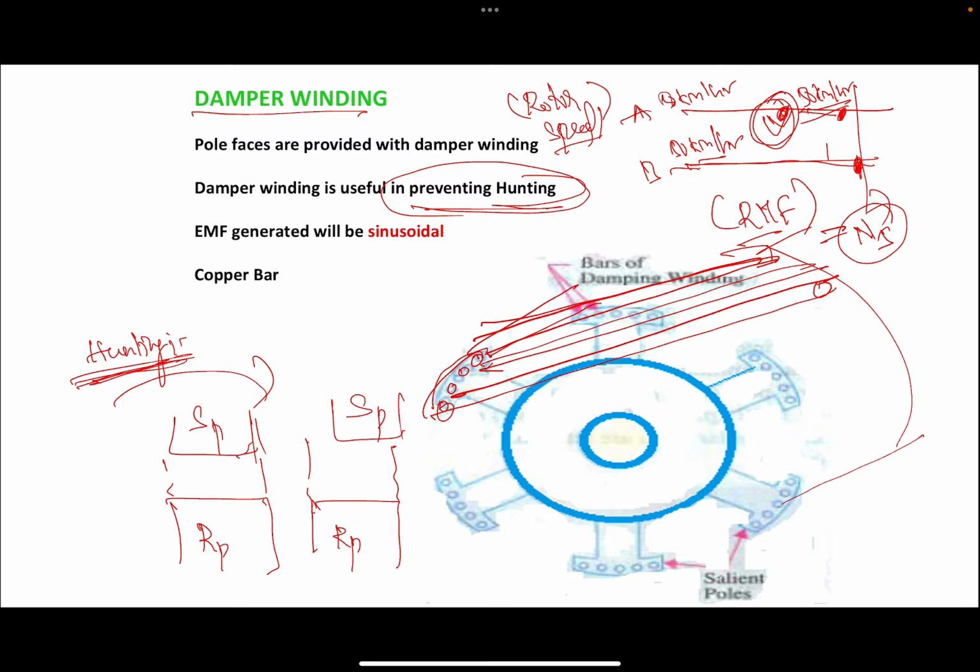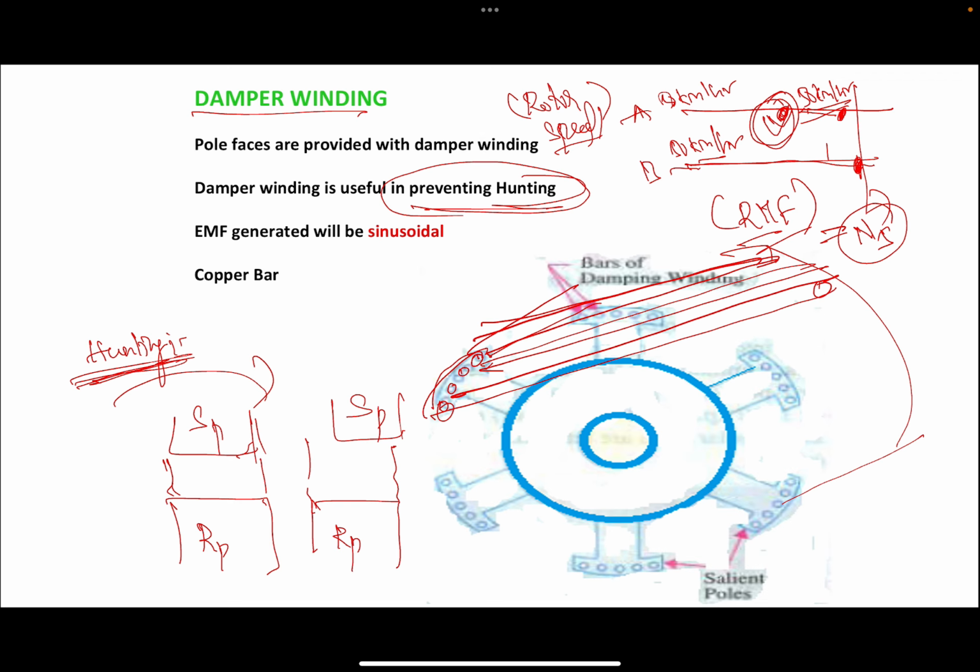The same happens here, but due to this disturbance, the magnetic locking is slightly shifted. Because of that, the same 100% magnetic locking does not exist, and it may lead to some other problems. So this is what hunting is. This is the concept of hunting. We can explain the same concept in other ways also.